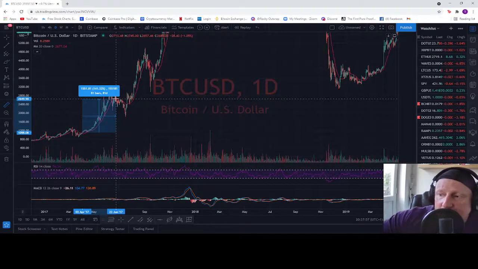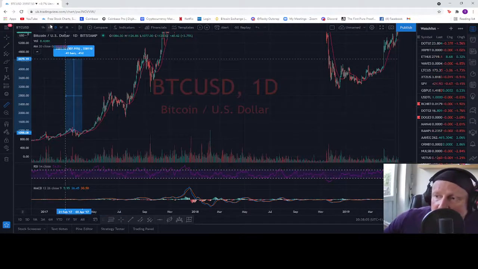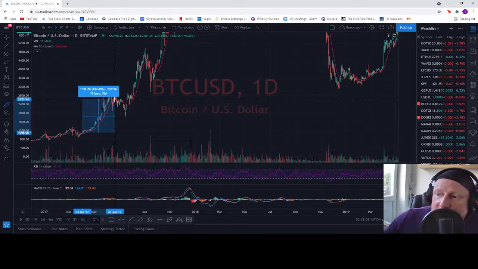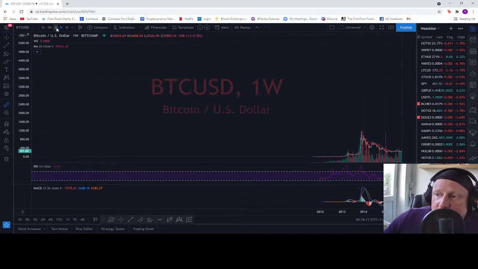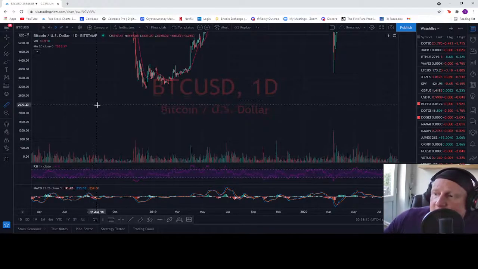So all those red and green candles, if you don't know that by now, they are the period of time that's written up here. At the minute, they are 1 day. So that's the 20 day. If I go to week, it will be the 20 week moving average. Okay, we're going to the day.